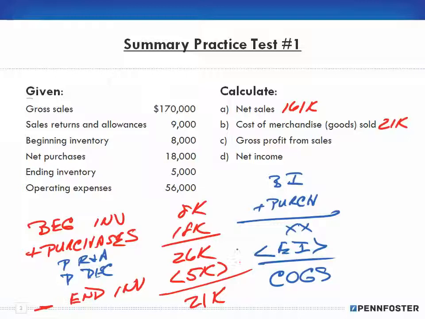So with that said, that's B, okay? And I will pick up with the gross profit from sales in C in the next video.